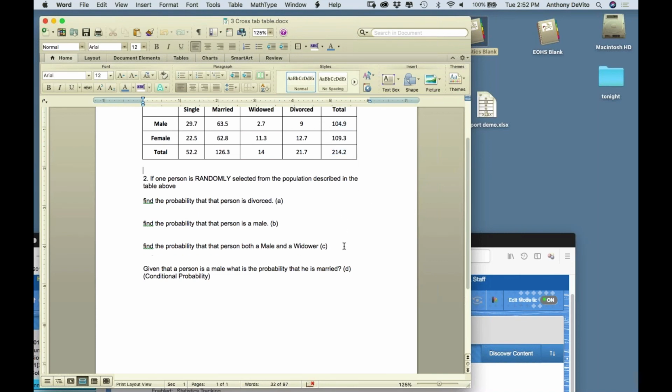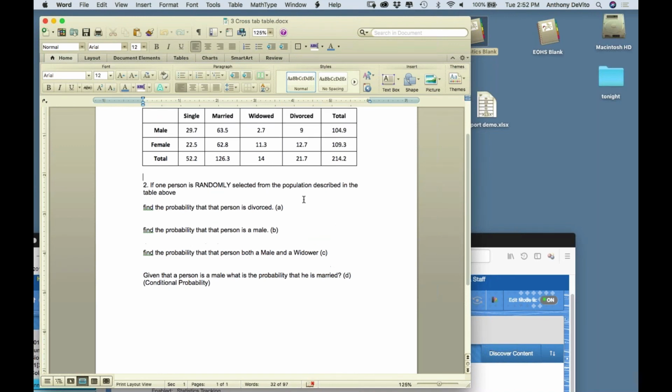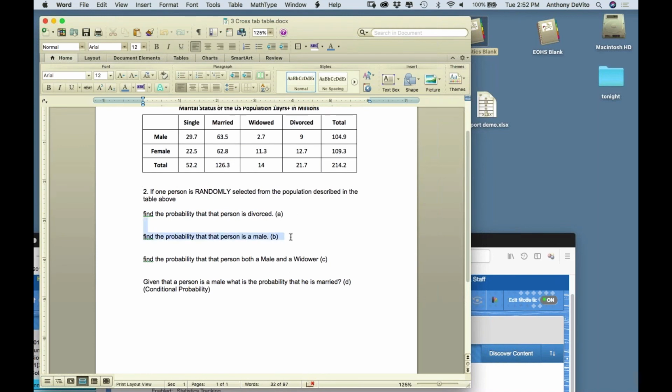Find the probability that a person is both a male and a widower. What's the probability you randomly select that person from this population? Let's answer your question. Let's take the second question: what's the probability that a person is male and divorced? It's still 214 because we're looking at the whole population. But now they have to be male and they have to be divorced, so it's only 9 over 214.